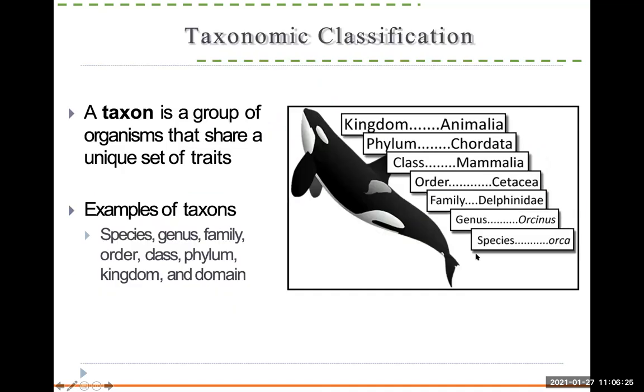Now, what are these groups called? They are called taxons. So domain is a taxon, phylum is a taxon, class is a taxon. So taxon is a group of organisms that share a unique set of traits. So these are taxonomic classifications. So what we just did is a taxonomic classification. So examples of taxons are species, genus, family, order, class, phylum, kingdom, and domain. And again, just memorize the mnemonic and you'll memorize all these.